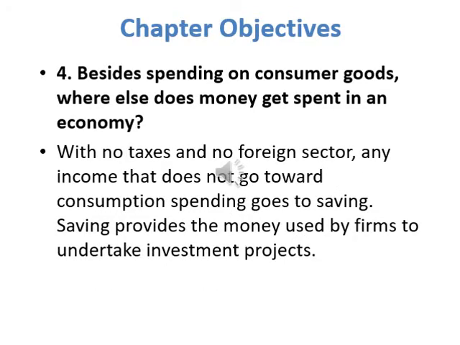Chapter Objectives. 4. Besides spending on consumer goods, where else does money get spent in an economy? With no taxes and no foreign sector, any income that does not go toward consumption spending goes to saving. Saving provides the money used by firms to undertake investment projects.